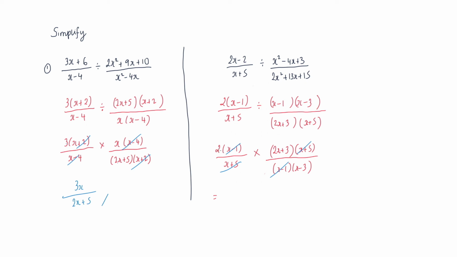So all I'm going to be left with is 2 times 2x plus 3. So you can write it like this, or if you want, you can expand it. Doesn't really matter. It's not a big deal. Over x minus 3. And that should be your answer. So hopefully you've understood what to do and how to simplify it. It's literally just factorizing. That's all it is, okay?